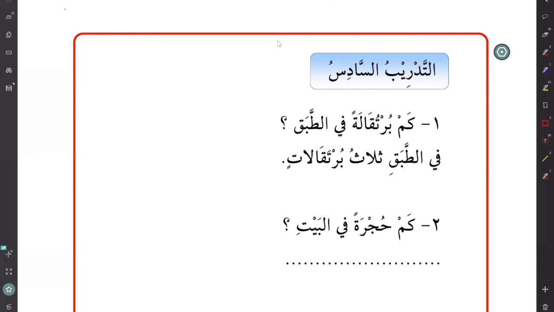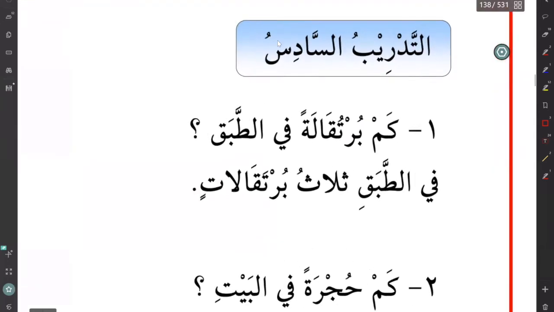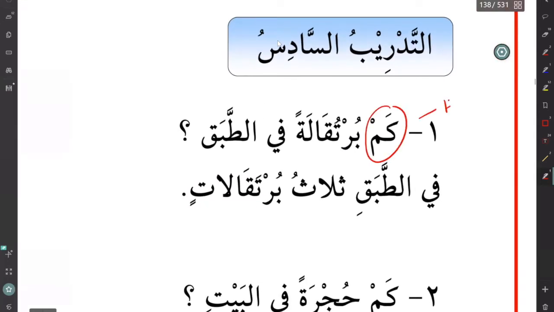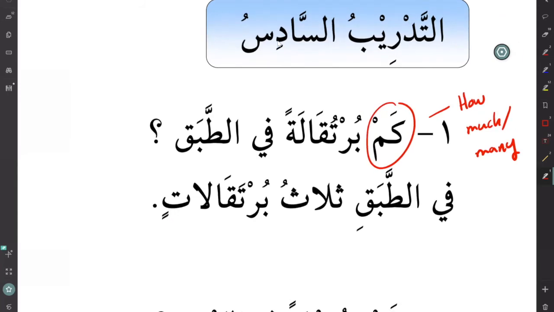Now, التدريب السادس, we have كم برتقالة في الطبق. Okay, so what we said about كم is that it means how much or how many. It depends on the context, right? So برتقالة means orange. And في الطبق. طبق means dish or plate, right? في الطبق.